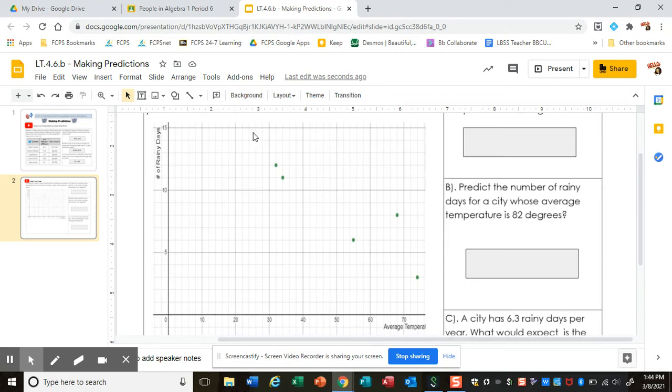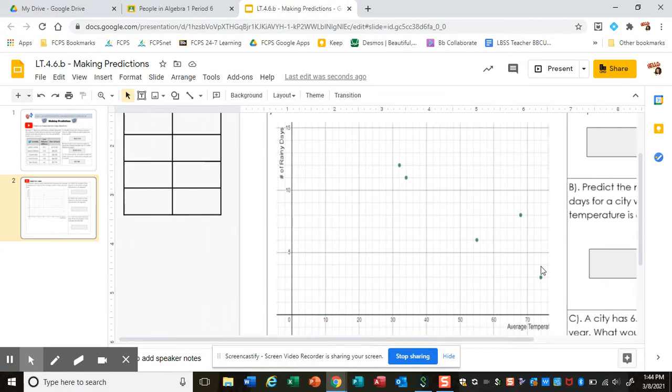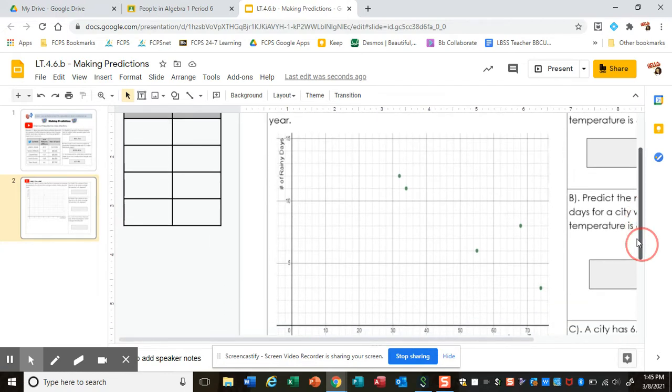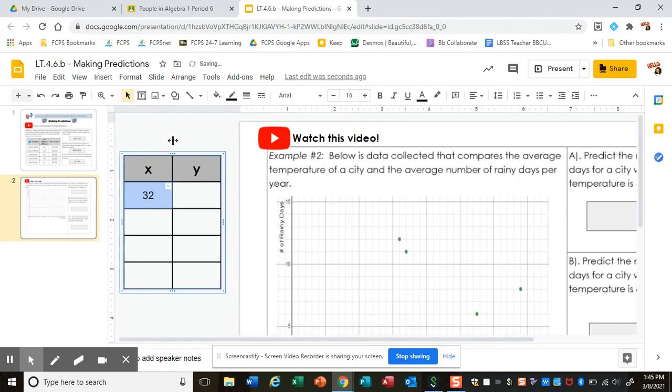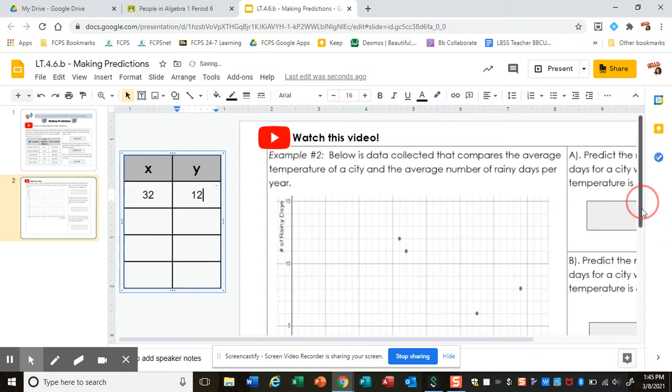So that means we're going to have to use Desmos to figure out what that line is going to look like. The first thing we want to do is transfer this data into a table. So let's see, 30 to 40, 32, 34, 36, 38. It looks like each line is 2. So it looks like 32 degrees would result in 11, 12, 13. So this is counting by ones. So at 32 degrees, a particular city had 12 rainy days per year.